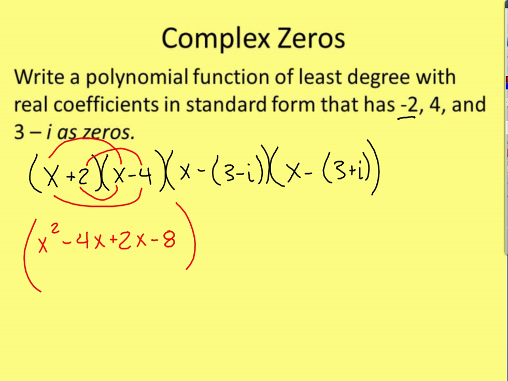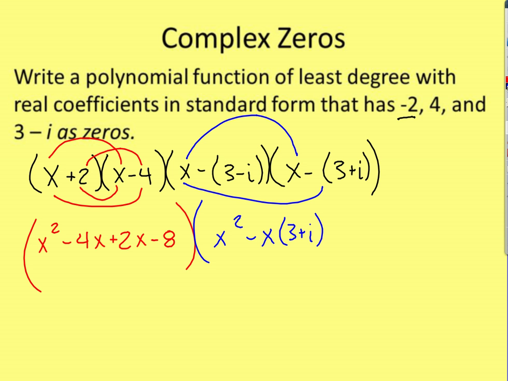Now we need to deal with the second part. So x times x gives me x squared. x times -(3 + i) is going to give me minus x times (3 + i). On the inside, we're going to have a -x times (3 - i). And then last, plus (3 - i)(3 + i).